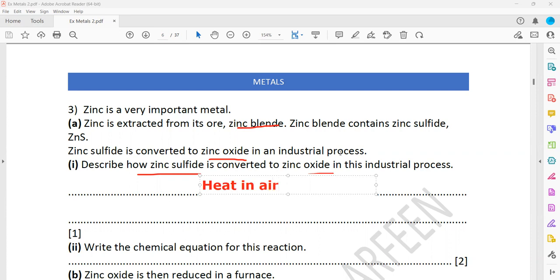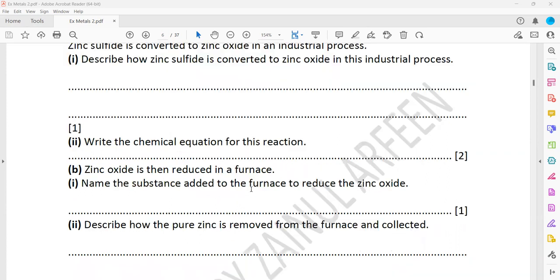Then write a chemical equation for this reaction. When zinc sulfide reacts with oxygen, you have to write a chemical equation for that. So zinc sulfide, which is ZnS, reacts with oxygen. As a result, it will turn into zinc oxide plus sulfur dioxide. Then the equation must be balanced.